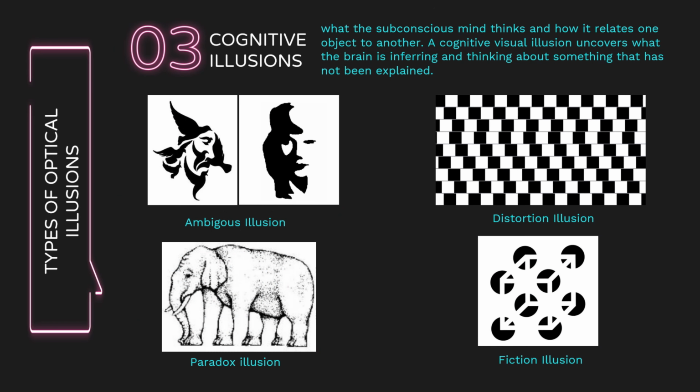Last but not least are the cognitive illusions. Cognitive illusions are what the subconscious mind thinks and how it relates one object to another. A cognitive visual illusion uncovers what the brain is inferring and thinking about something that has not been explained. There are four types of cognitive illusions: ambiguous illusion, distortion illusion, paradox illusion, and fiction illusion.